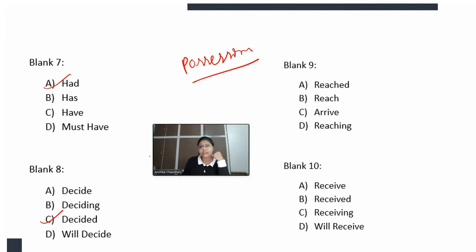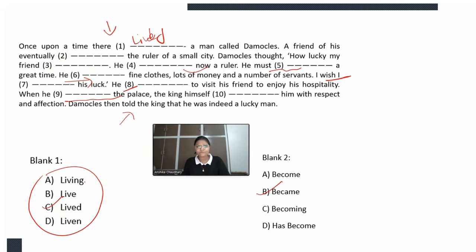The options available are: when he reached palace, reach palace, arrive, or reaching, right? So for reach, the different forms of verb are available. When he reached the palace, right? Because we are talking about past, and in the sense of parallelism, we will be using the second form only. When he reached the palace, the king himself.